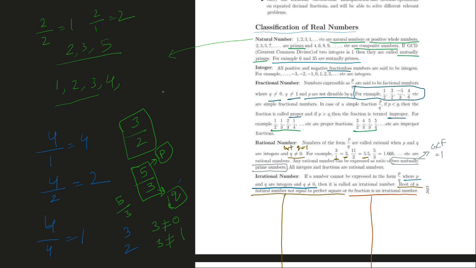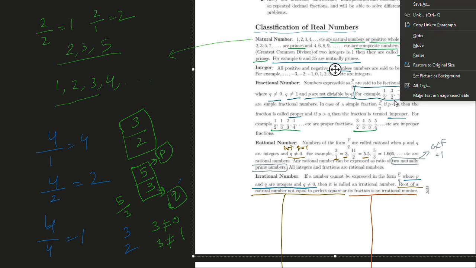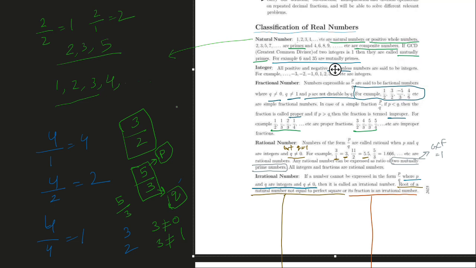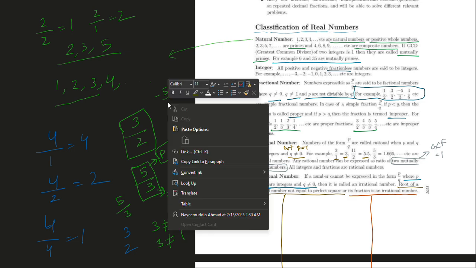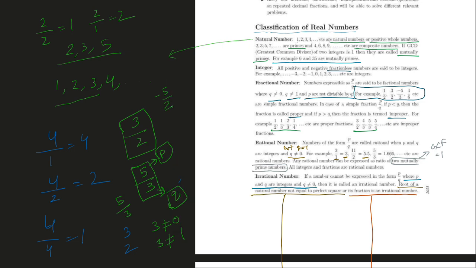This can also be negative, so it can be even minus 5 by 2. But these are some simple fractional numbers. Next we have rational numbers.